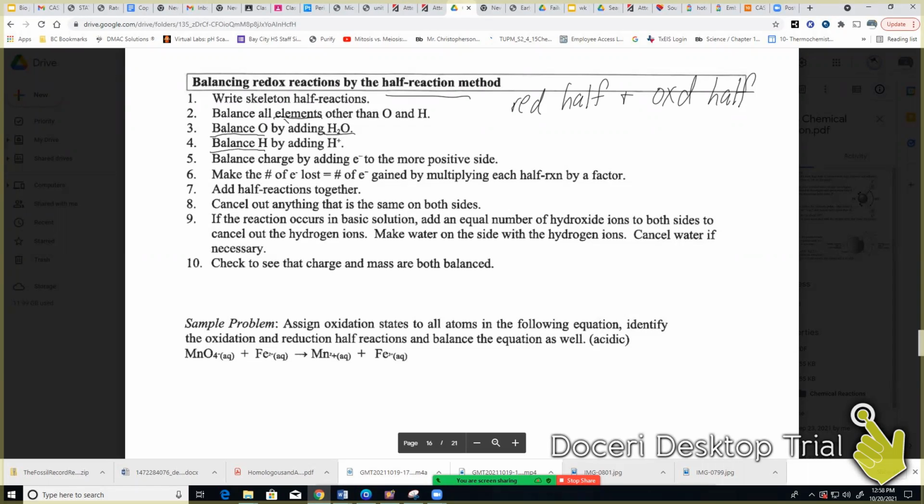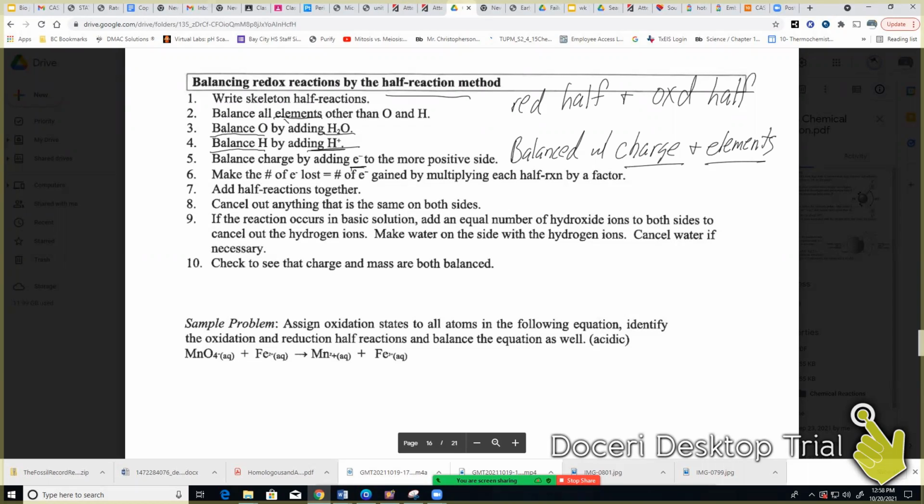You want to balance any hydrogen by adding the hydrogen plus ion, excuse me. Then you want to balance any charge by adding electrons to the more positive side. So that means you're going to have to be balanced with charge and elements. That doesn't mean each side has to be equal to zero. It just means if I have one side that is a plus two, my other side needs to be a plus two.